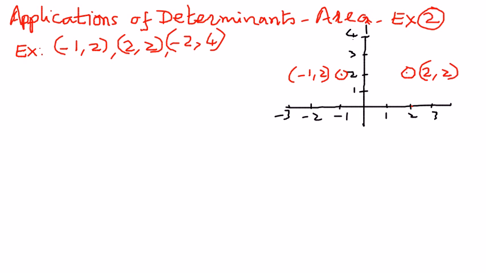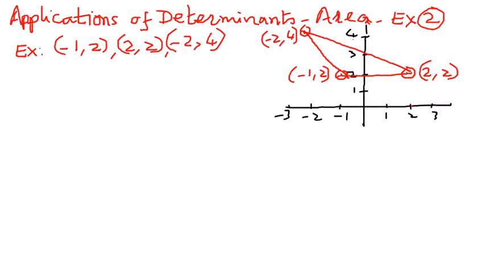And then the third point we have is -2, 4. -2 on the negative x-axis and 4 units on the positive y-axis. So let us identify that. That is the point, -2, 4. And then let's join these 3 points. When we join these 3 points, it becomes a triangle like that.